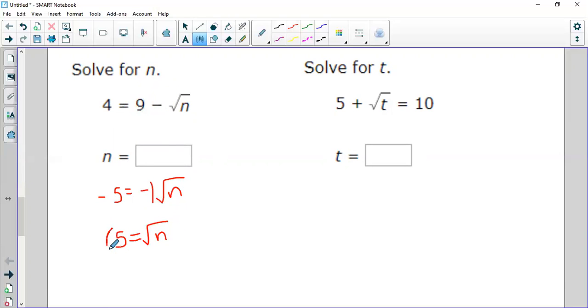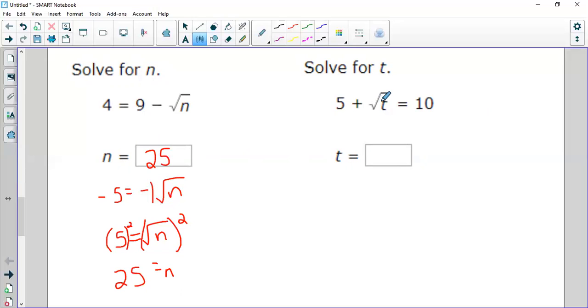And now I'm ready to square both sides. My radical is isolated, so I'll square both sides. And when I do that, left side 25, right side n. Already got my answer, nothing to solve there. And it's 25.